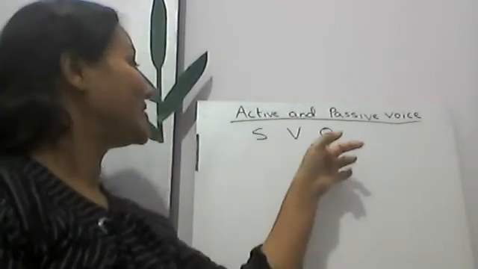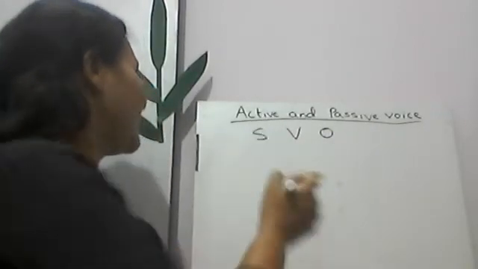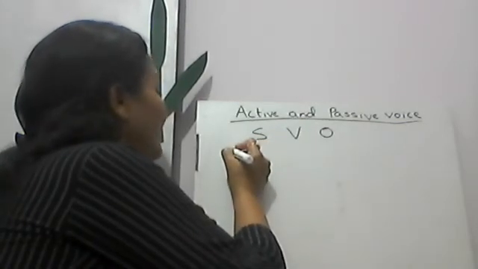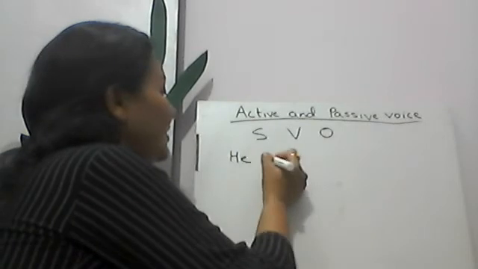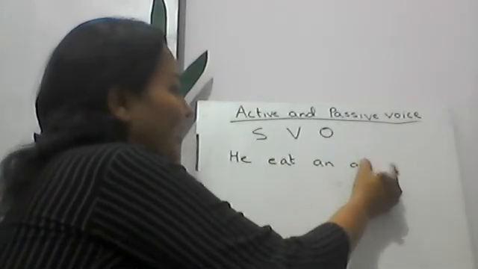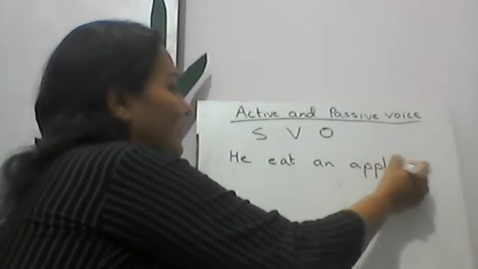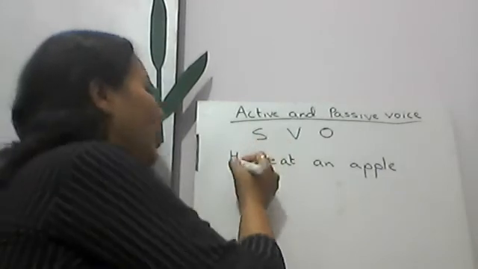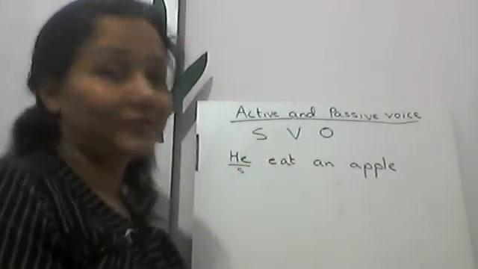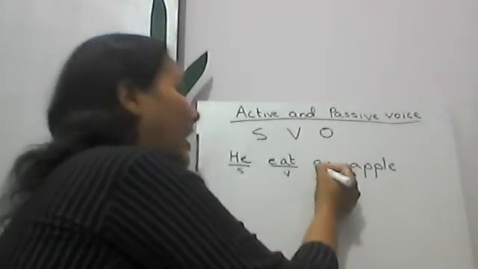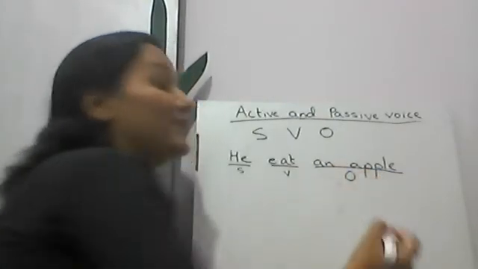Right? Now see, suppose I give you one example. He eat an apple. Right? He eat an apple. Now from here you have to find out: he, subject, correct? Eat, verb. An apple is your object.